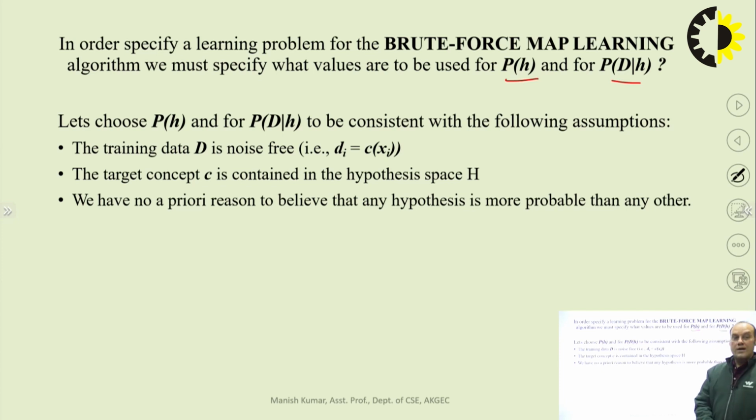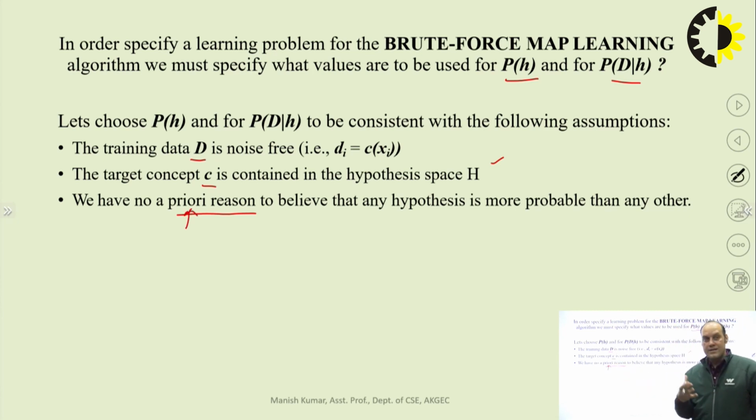Okay. So let us choose this P(H) and P(D|H) to be consistent with the following assumptions. We will consider that our training data will not consist of any noise. The target concept C is contained in the hypothesis space H, and we have no a priori reason to believe that any hypothesis is more probable than any other.